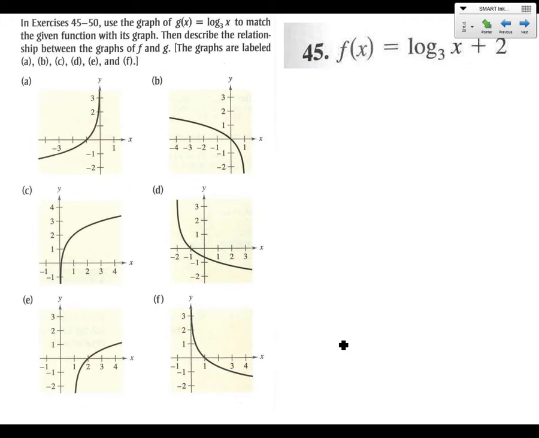Alright, the correct answer on this is C. And the reason why is we should be crossing through this point right here, but since it's that plus 2 on the end, that means we're shifting up 2. And so now, instead of (1, 0), we're going to be crossing through (1, 2) as our important point. The asymptote doesn't shift, so we still want to be here. And so this is the only graph that fits those two requirements.